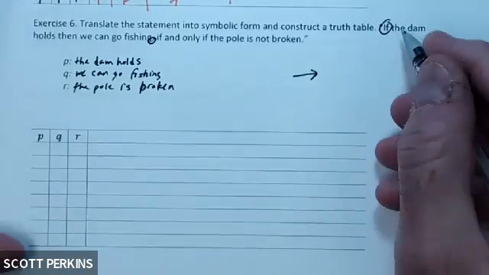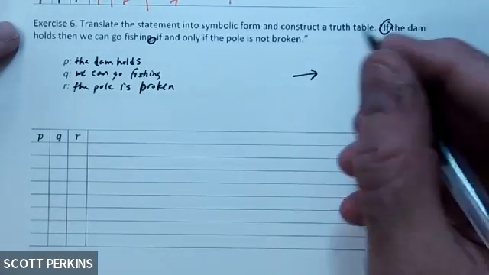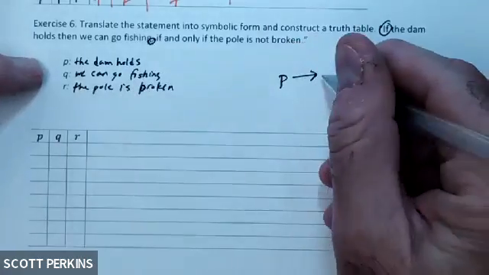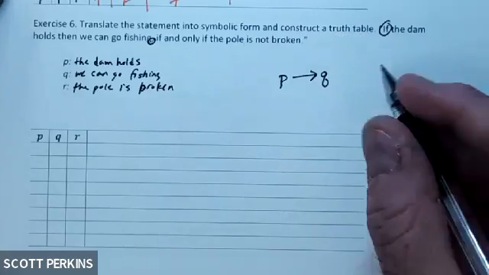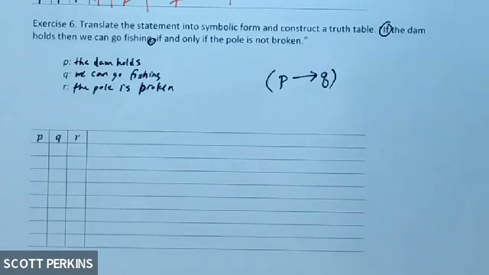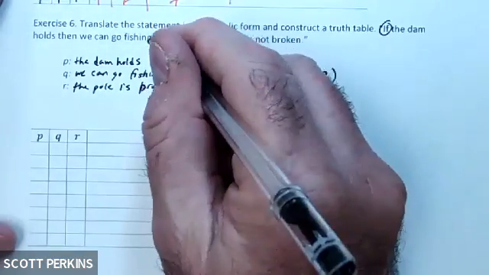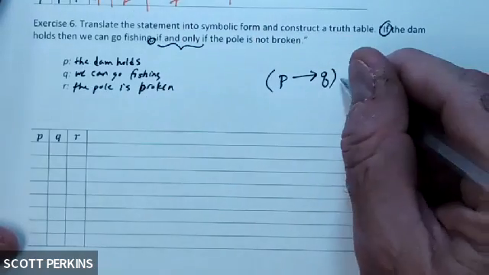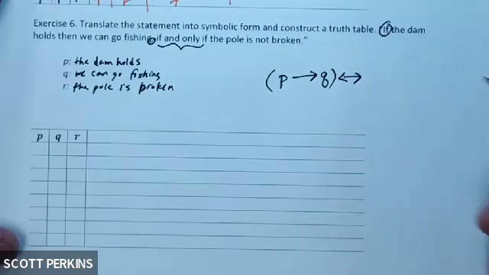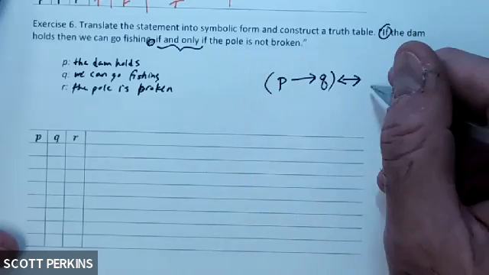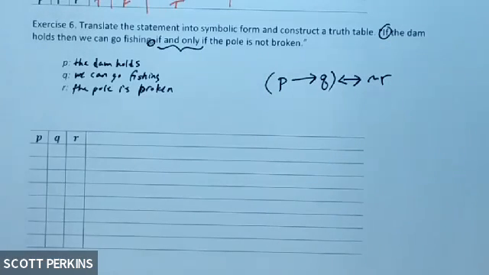So it says if the dam holds, so that is statement P. Then we can go fishing, so P, then Q. Then my comma, the comma tells me all of that is in parentheses because it's all on the same side of the comma. And then I have the words if and only if, so that is a biconditional statement. And then the pole is not broken, so that is squiggly R.